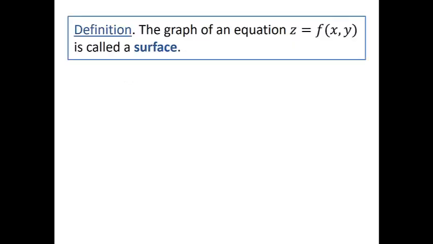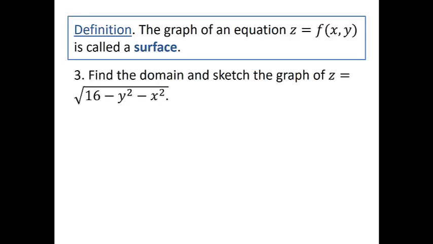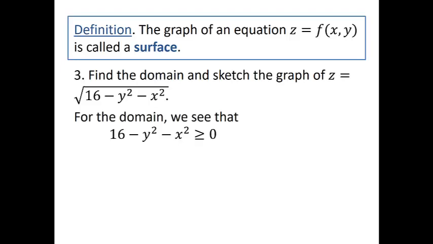Now, a new definition. The graph of an equation z equals f of x, y is called a surface. So let's find the domain and sketch the graph of z equals the square root of 16 minus y squared minus x squared. Because we have a square root, for the domain, we see that the quantity under the square root, 16 minus y squared minus x squared, must be greater than or equal to 0. We can rearrange this to say that 16 must be greater than or equal to y squared plus x squared. Now, x squared plus y squared equals 16 represents a circle centered at the origin of radius 4.